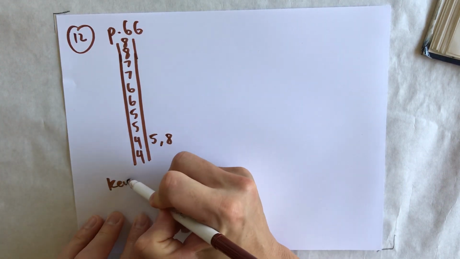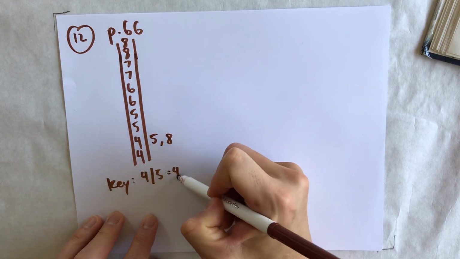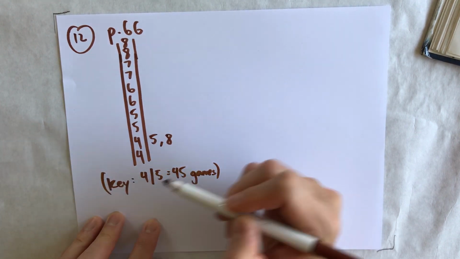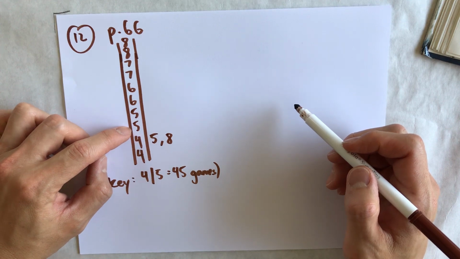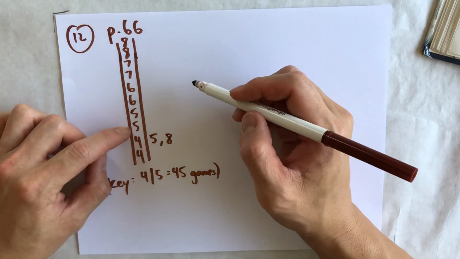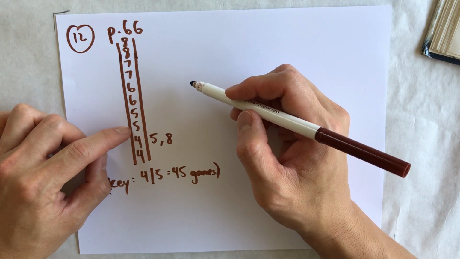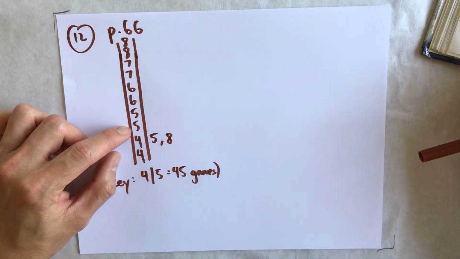Oops, I forgot my key. My key says that 4 with the line 5 means 45 games. Okay. So anything in the 50s, there is a 54, right, I think. Is there not a 54? Did I just make that up? There's no 54, so I'm going to skip the 50s.